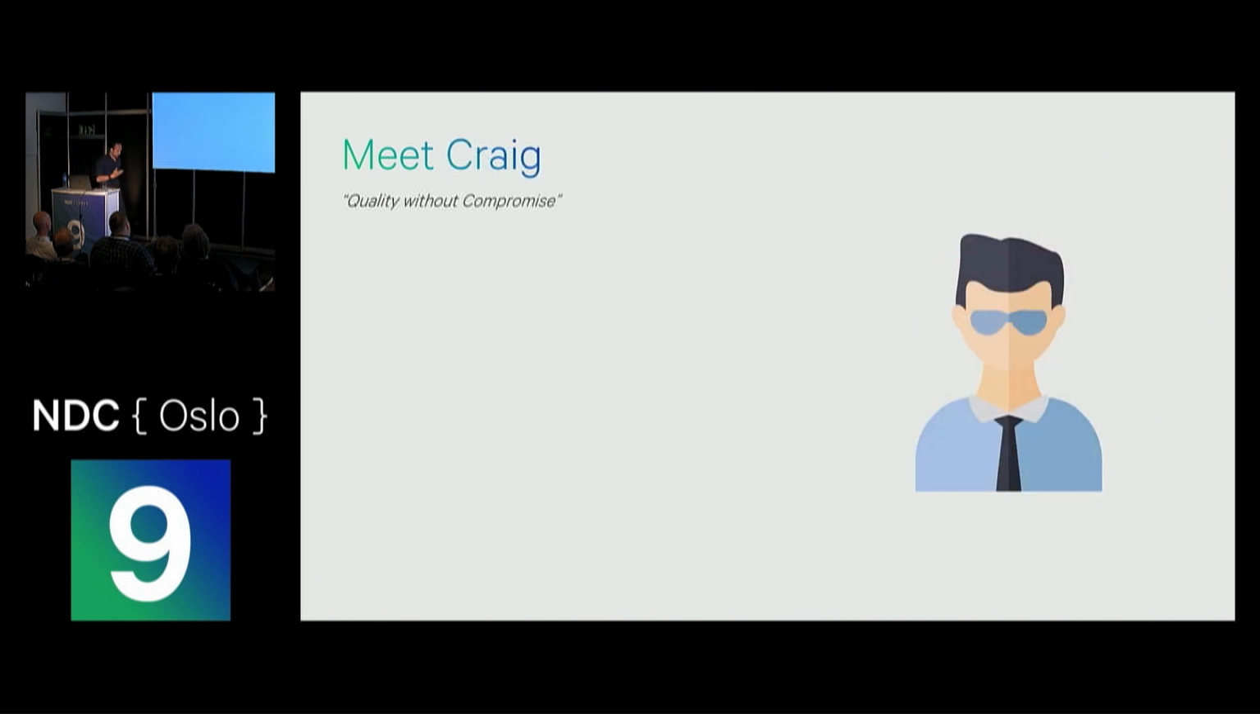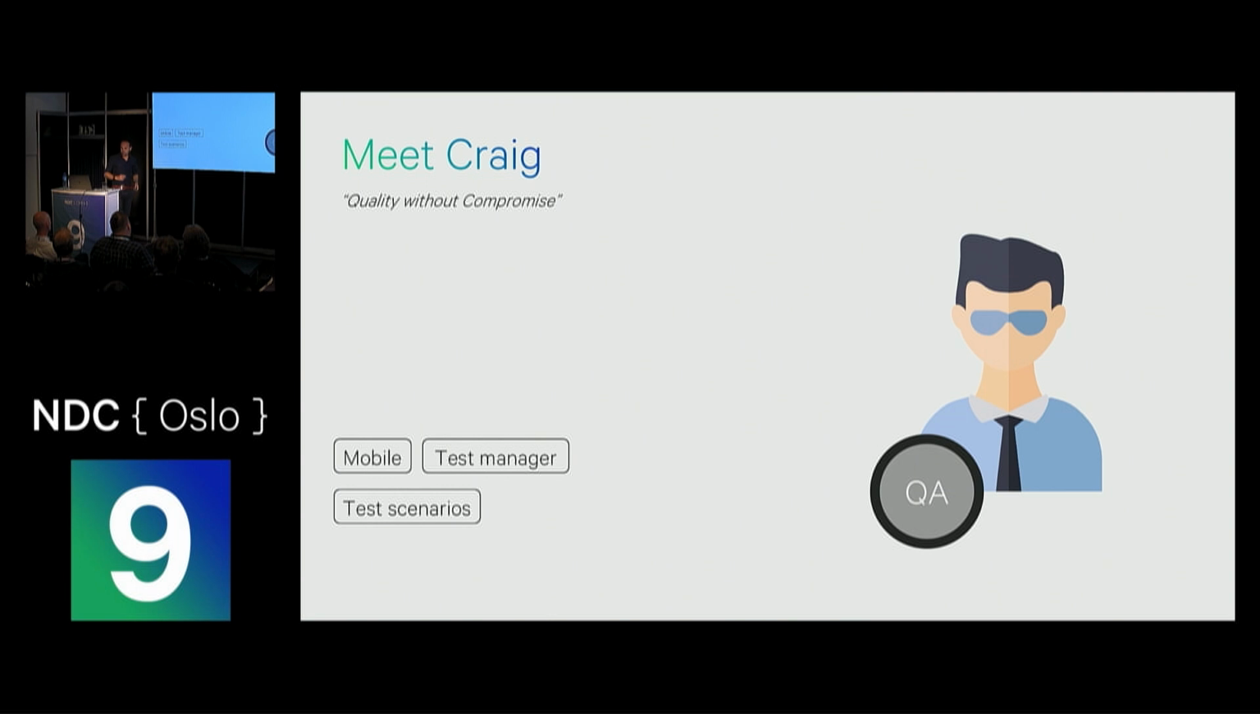And the last person I would like you to meet is Craig. And Craig, serious guy, has glasses, gets up in the morning and really thinks about quality. And he's like a mobile test manager. It's a tester, a specific test guy, and also has the role of Q&A, so quality assurance. Testers usually write their form of truth in test scenarios.